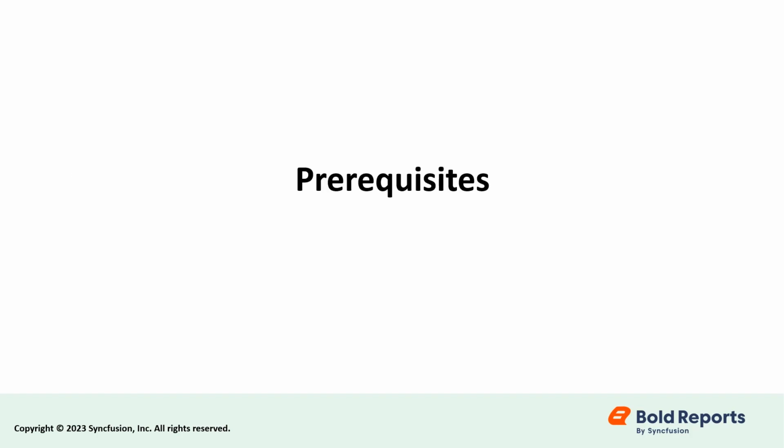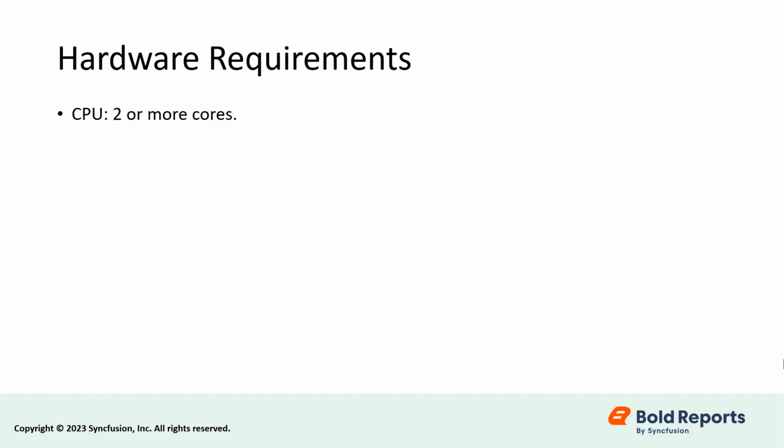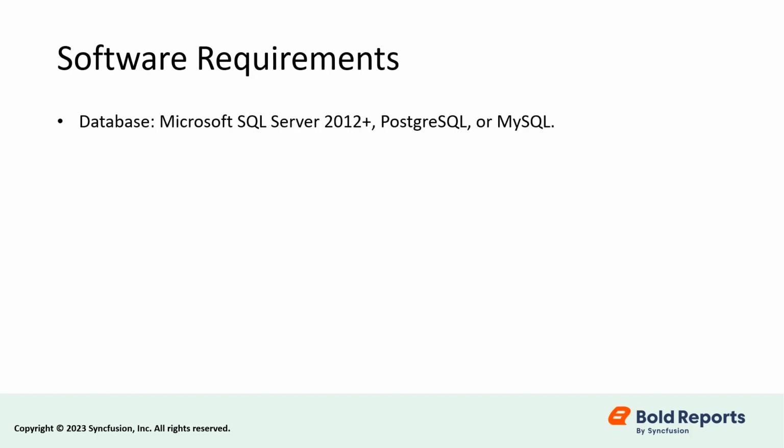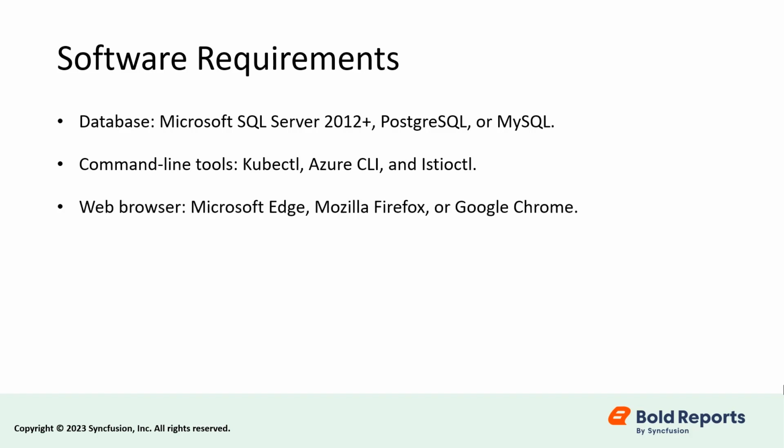Let's start with the prerequisites required to deploy the report server in the Azure Kubernetes Service. The hardware requirements are a CPU with 2 or more cores and at least 4 GB of RAM. The software requirements for running the report server are a database like Microsoft SQL Server 2012 or newer, PostgreSQL, or MySQL. Make sure your database is accessible outside the machine, too. Command line tools kubectl, Azure CLI, and Istio. A web browser like Microsoft Edge, Mozilla Firefox, or Google Chrome.